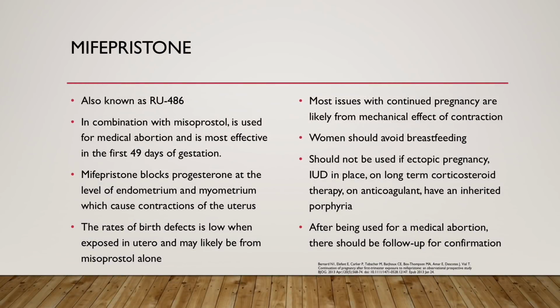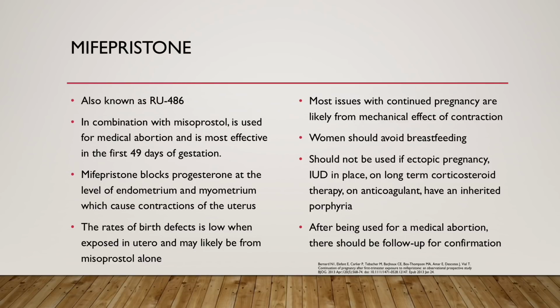Mifepristone is what I'm going to talk about next. We're switching gears a little bit. Mifepristone is used for medical abortion in combination with misoprostol, and it has been thought to cause birth defects, which we'll talk about. Mifepristone is also known as RU486. With misoprostol, it's a very effective medical abortive in the first 49 days of gestation.